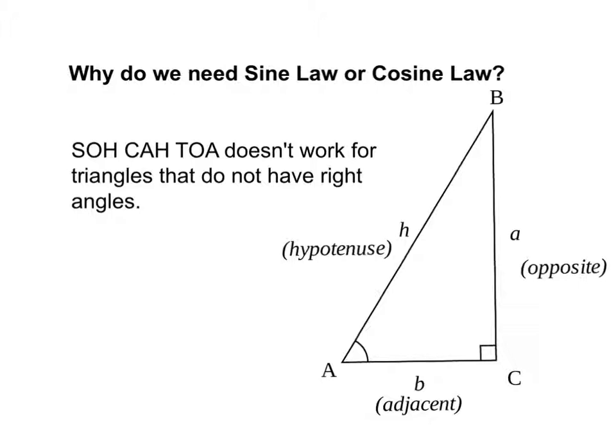So if we're looking for an unknown side or angle in a triangle that's not a right triangle, we simply don't have the tools to do it. That's why we're going to use sine law or cosine law, depending on what information we're given and how we're able to label the triangle.